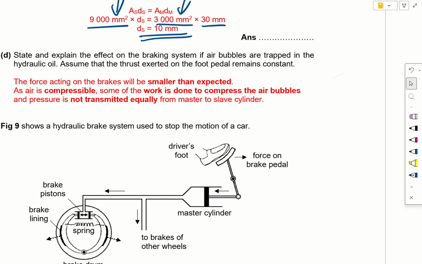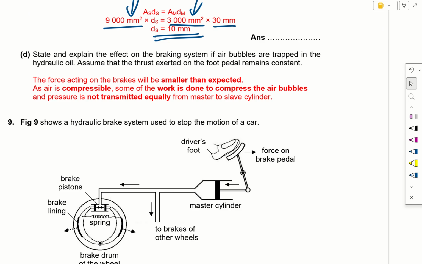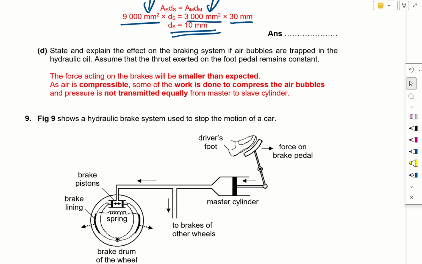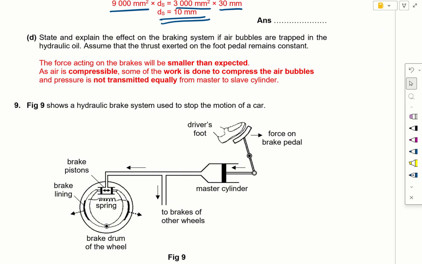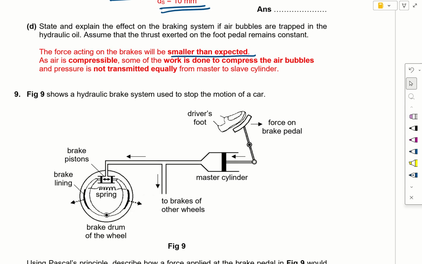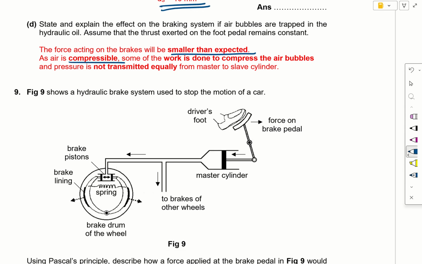Okay, now part D, explain the effect on the braking system if air bubbles are trapped in the hydraulic oil. Assume that the thrust exerted on the foot pedal remains constant. Now the force acting on the brakes will be smaller than expected, right? Because air is compressible, so we will have to do work to compress the air bubbles. Because now there are air bubbles present, therefore the pressure will not be transmitted equally from the master to the slave cylinder.